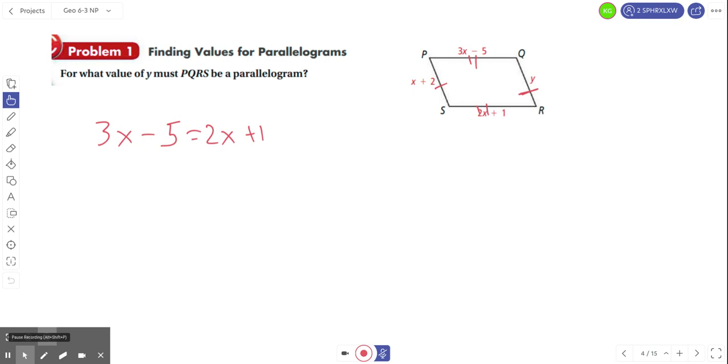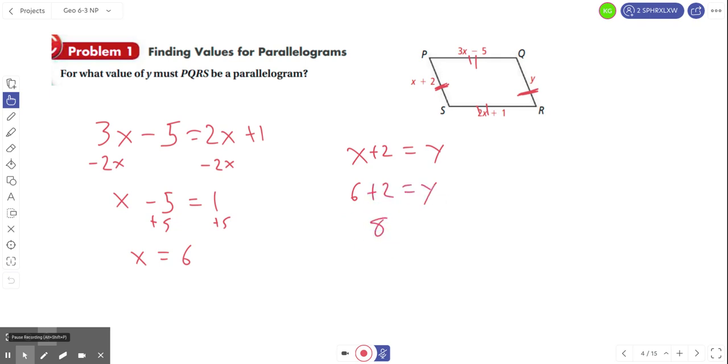So minus 2x, minus 2x, x minus 5 equals 1, plus 5, x equals 6. So x is 6, and these two sides are also congruent. So x plus 2 has to equal y, and we know x is 6, so substitute 6 in. 6 plus 2 equals y, 8 equals y. So the answer there is 8.